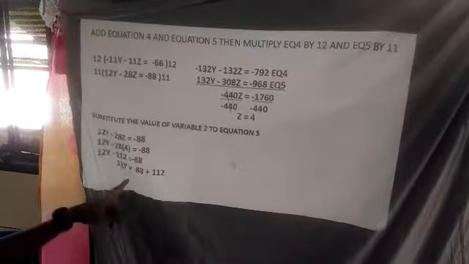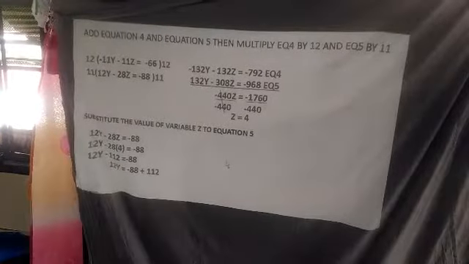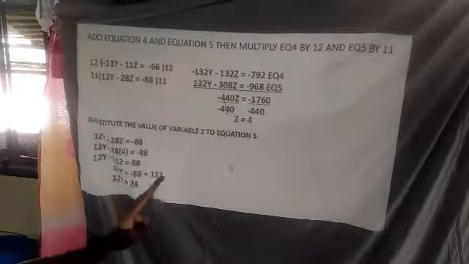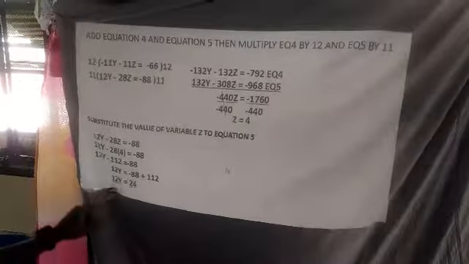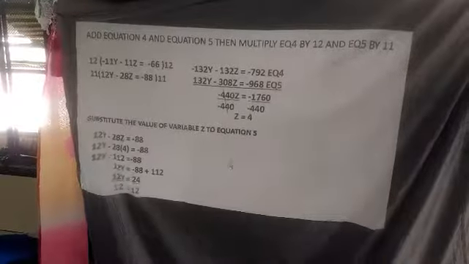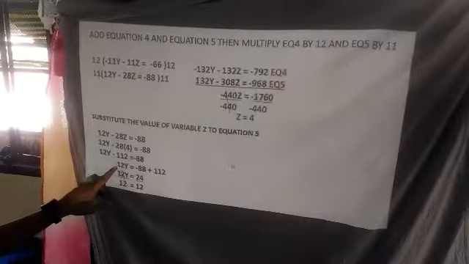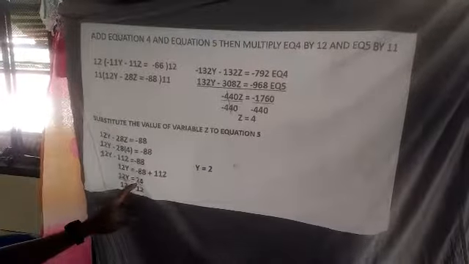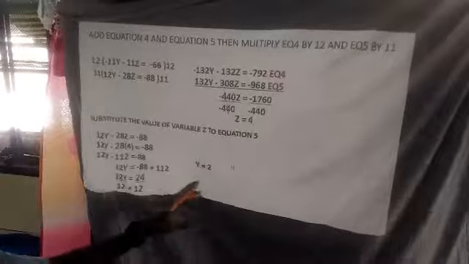So you transpose your negative 112 to get your y, so it will become positive. So negative 88 plus 112 equals 24. So 12y equals 24. So divide both sides by 12, so you can cancel the 12. So it became y, and we have 24 over 12. We all know that 24 over 12 is 2. That is y. So we have z and y.